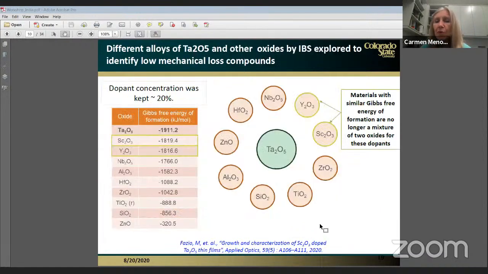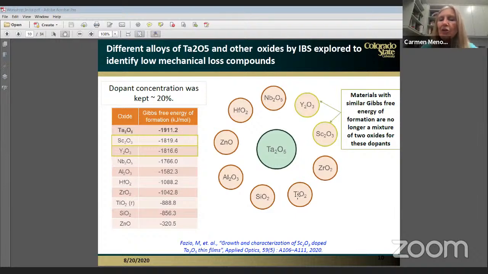So in our group, we have the capability to grow materials in which we can dope, to grow mixtures. So we can, for example, take tantalum pentoxide and add different other materials, for example, yttria or yttrium oxide, niobium pentoxide, hafnium dioxide, zinc oxide, and so on. And so we have tried that to understand whether by using other materials, but titanium, which is the one that is used today, we can actually reduce mechanical loss.